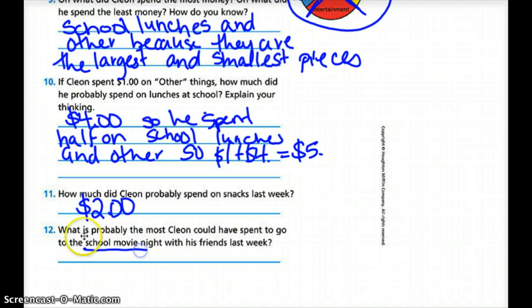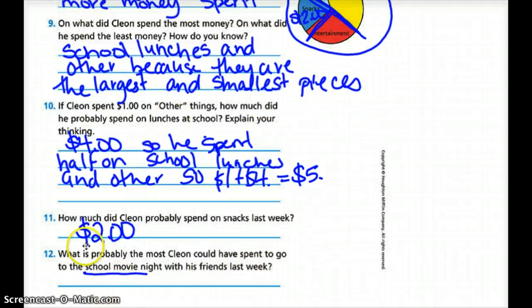For a movie night. So what is the most Cleon could have spent on the school movie night with his friends last week for entertainment? The most he could have spent was about $3 because 2 plus 3 equals 5.